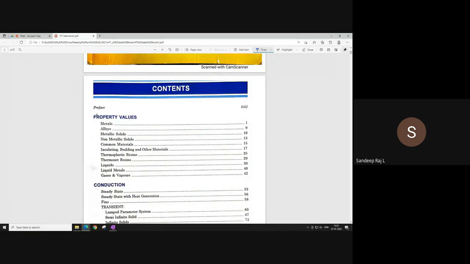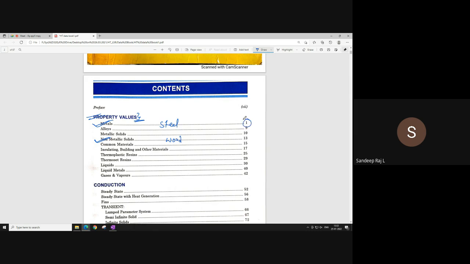So in order to understand the thermal conductivity, we will have a heading in this data book called property values. These values you have to see here. You will have various subheadings. First one is metals, and next you will also have non-metallic solids. Metals and non-metallic solids. Your steel will come on this page, and your wood will come on this page.